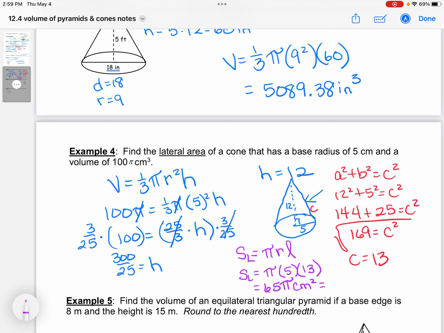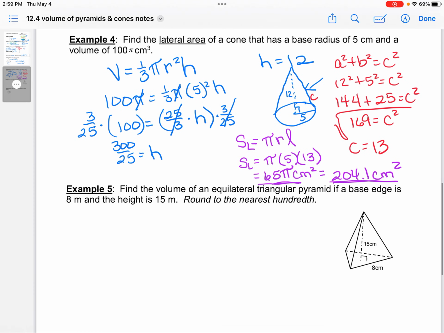Or if you want to change that to a decimal, I would get out my calculator and I would do 65 times 3.14, which is 204.1 square centimeters. Okay, so this is the lateral area of a cone. So we had to do a lot of work backwards to work forwards to find the lateral area. Whew, okay.